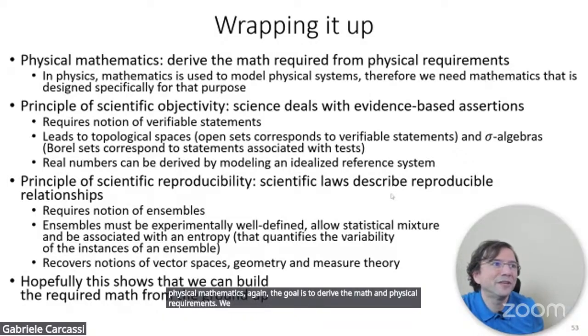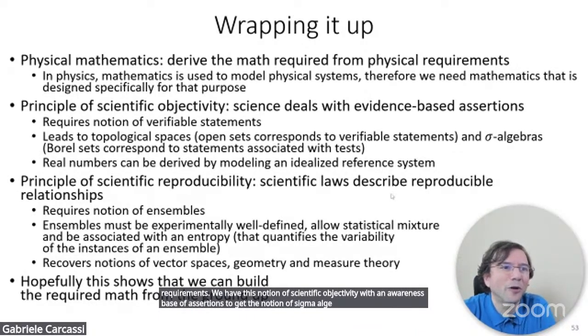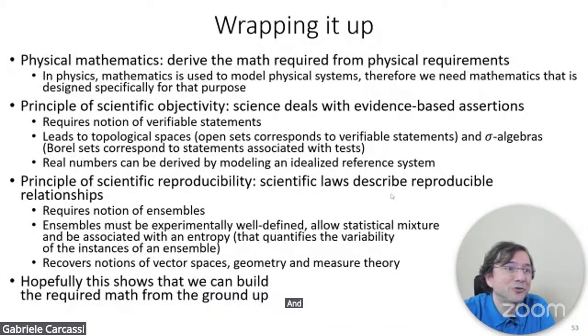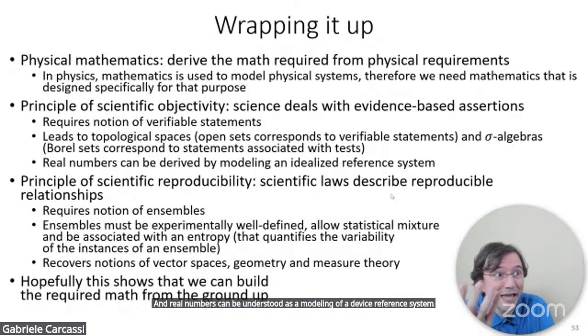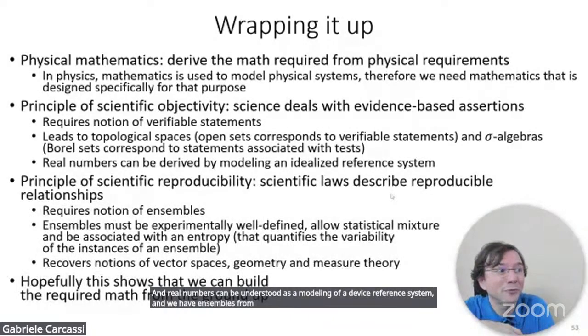We have this notion of scientific objectivity with evidence-based assertions to get the notion of sigma algebra and topologies, and real numbers can be understood as a modeling of idealized reference system. And we have ensembles from reproducibility.